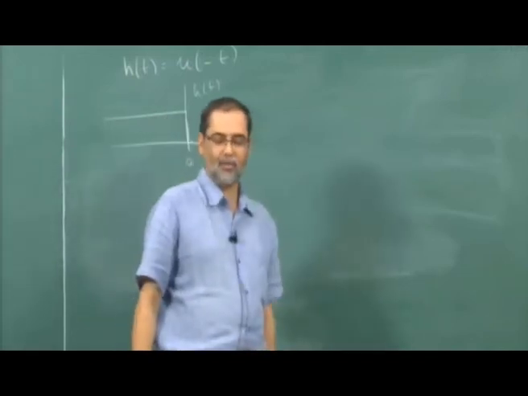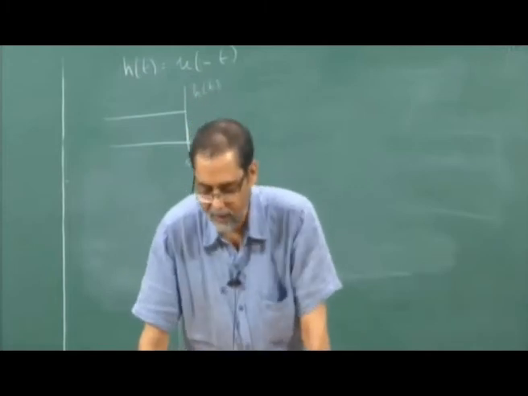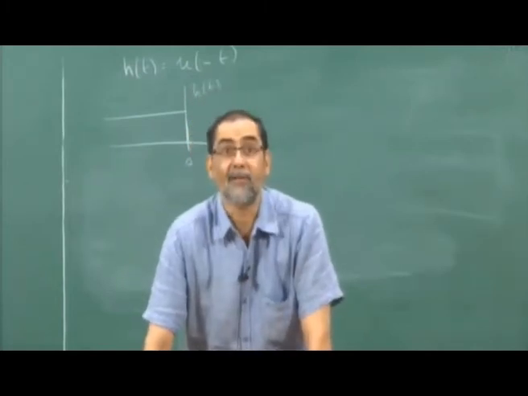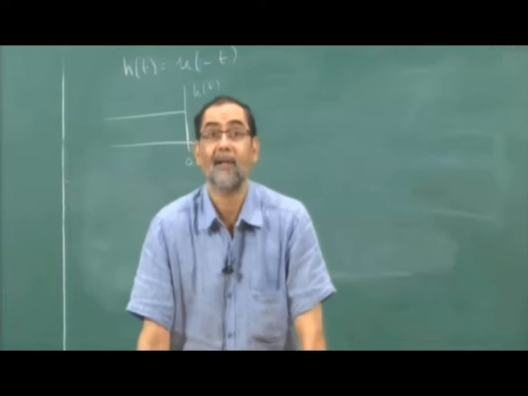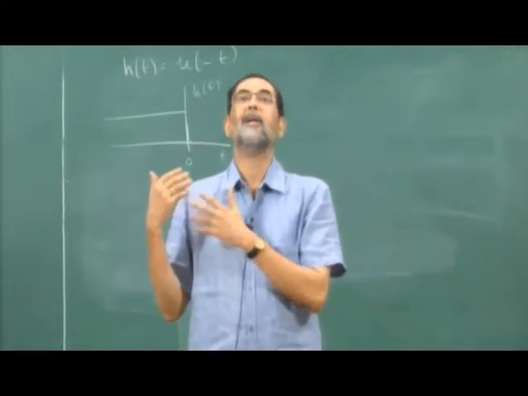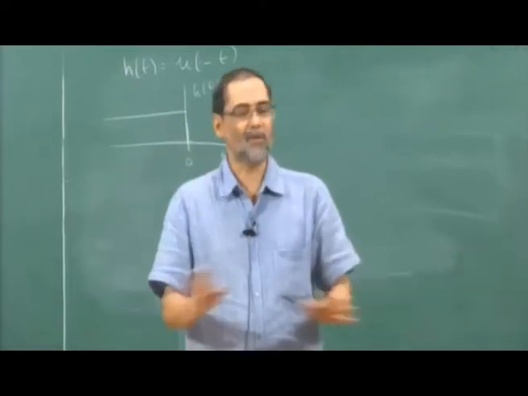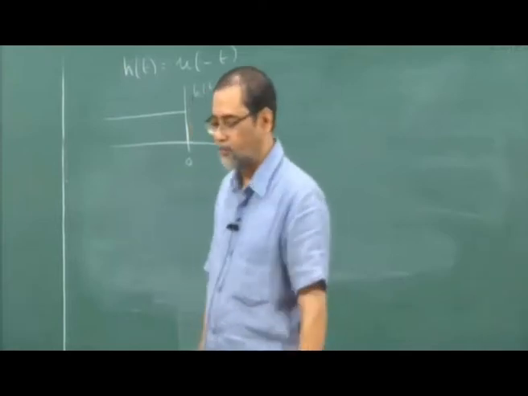Again, I will not answer this question. You first tell me whether h of t equal to u of t, whether that system is stable or not, whether that system is absolutely integrable. The same result holds good for this also. If you can answer that question, you will be able to answer this question. Same arguments, so there is no difference between u of t and u of minus t.